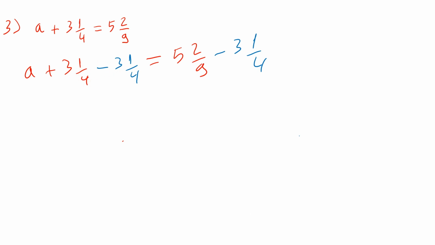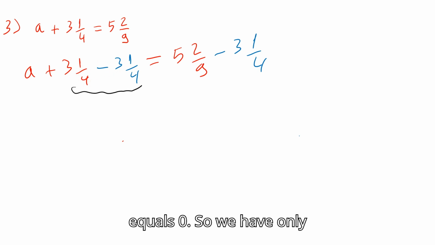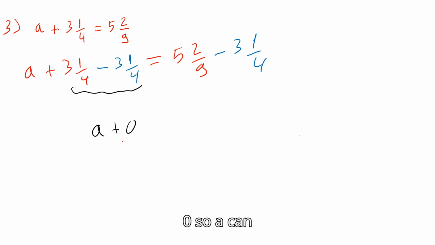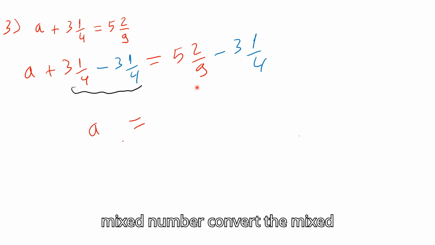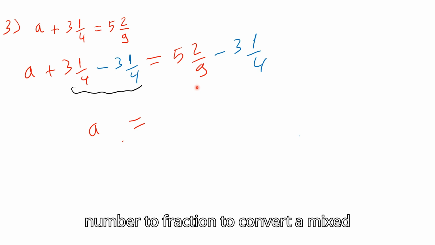This equals 0. So we have only here a. So we write here 0. So a we can only write a equal. Here what we have here, we have mixed number. Convert the mixed number to fraction.